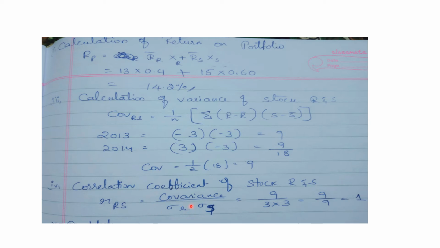So here we have the formula, that is r for both the stocks R and S equals covariance upon standard deviation R into standard deviation S. The covariance value we have found out, that is 9. Standard deviation R and standard deviation S we have already found out in the previous slide, that is 3 into 3, that comes to 9. So 9 by 9 is equal to 1. So the correlation coefficient is 1.